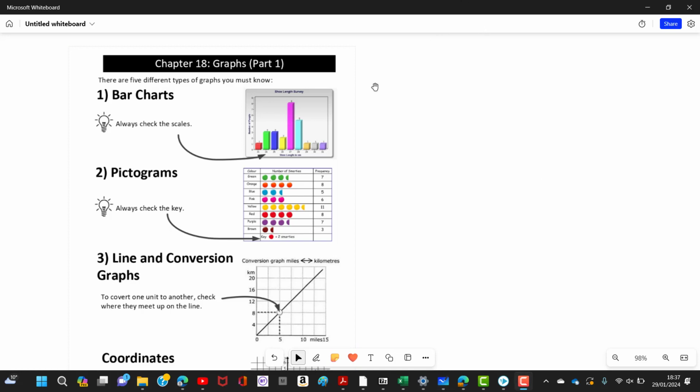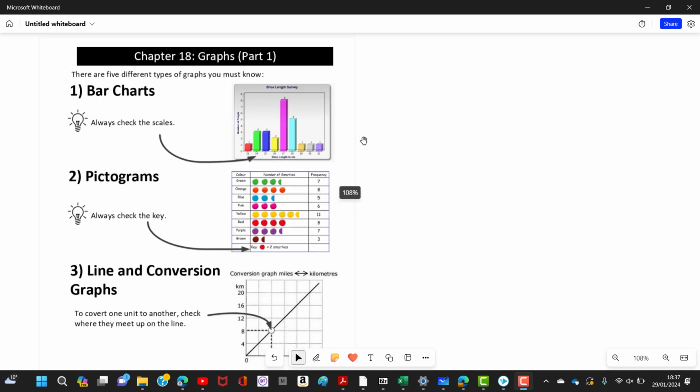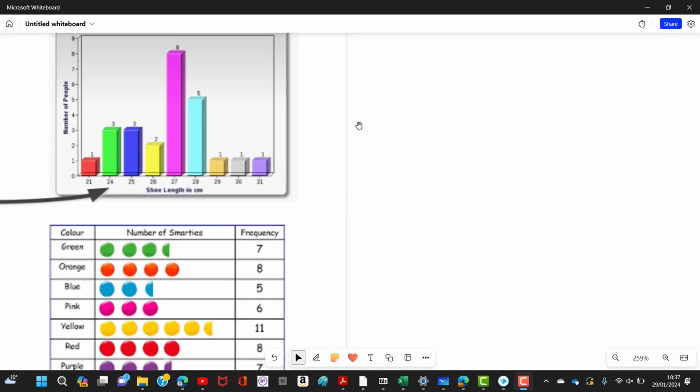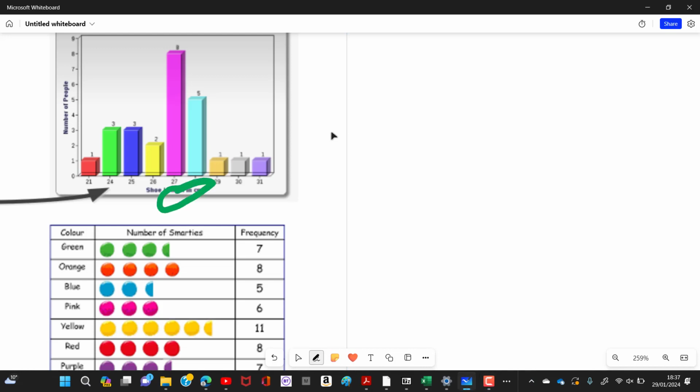So there are a number of graphs you must know. Most of them you should already know. So we'll start off with the first one, the bar charts. Bar charts are graphs that you've probably drawn. Each one is drawn as a bar. So if you want to know shoe size length versus the number of people, let's draw out length versus number of people.